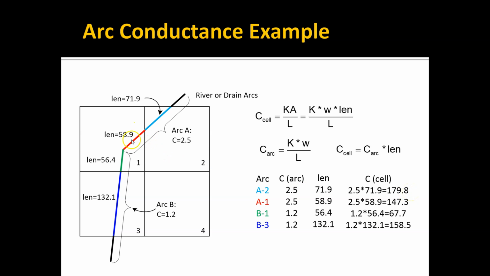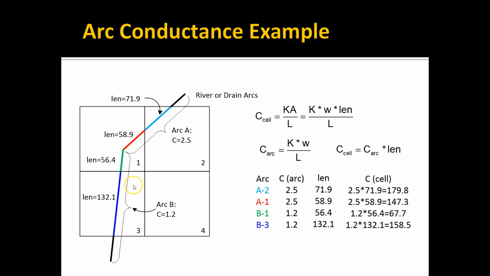Likewise, look at this red section. Now this arc takes a jog right here. We go from arc A to arc B. So it would actually create 2 entries of the river objects inside this cell. The first one would have a length of 58.9. We multiply that by 2.5 to get this conductance, 147.3. And the second one is in arc B, 56.4, but it has a different conductance per unit length. So we multiply 1.2 times 56.4 and we get 67.7.